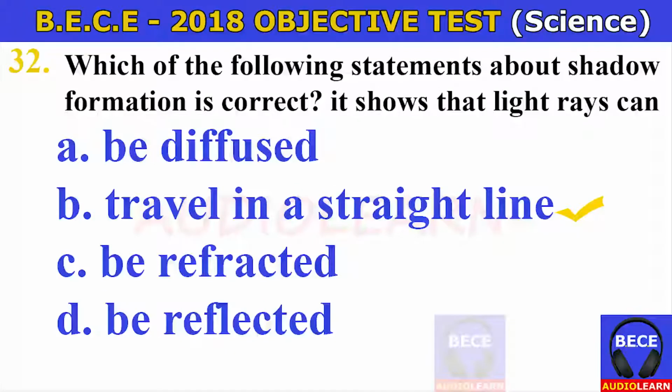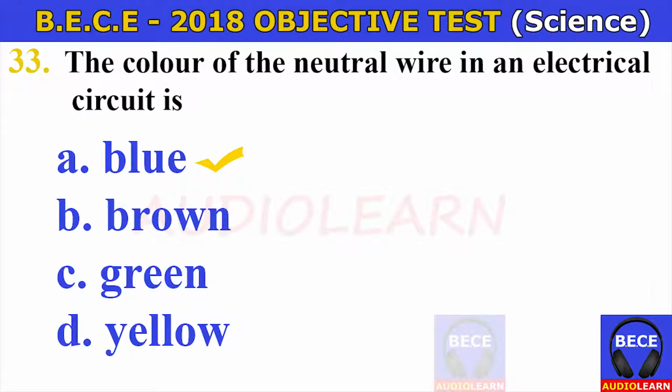Number 32, which of the following statements about shadow formation is correct? It shows that light rays can A, be diffused, B, travel in a straight line, C, be refracted, D, be reflected. And the answer is B, travel in a straight line. Number 33, the color of the neutral wire in an electrical circuit is A, blue, B, brown, C, green, D, yellow. And the answer is A, blue. The color of the neutral wire in an electric circuit is blue.